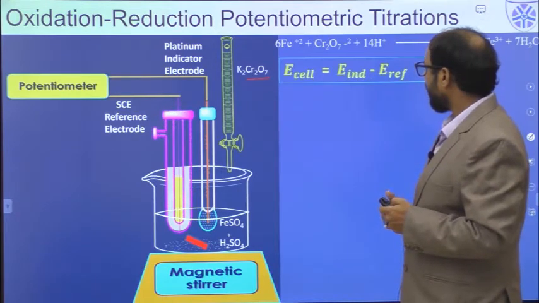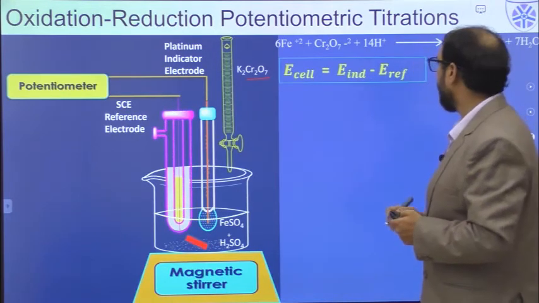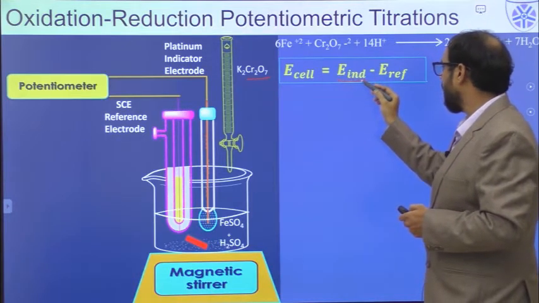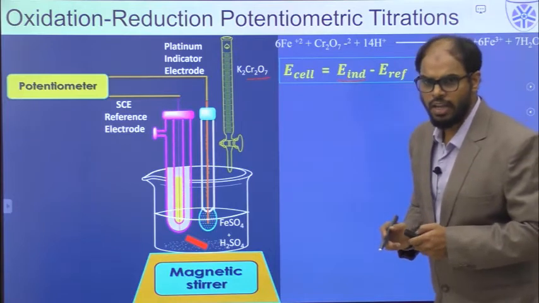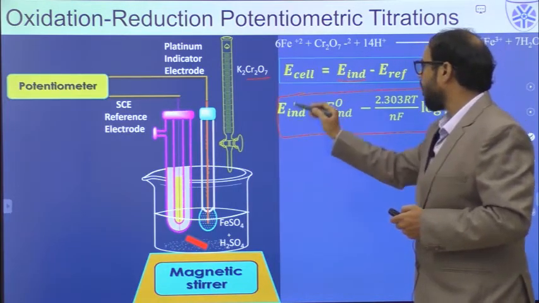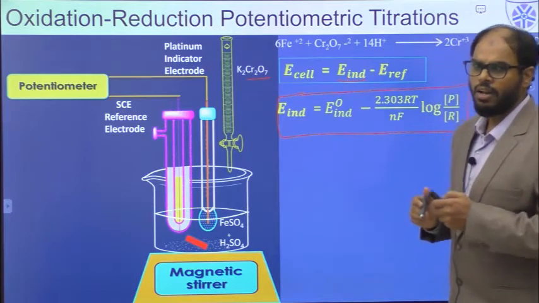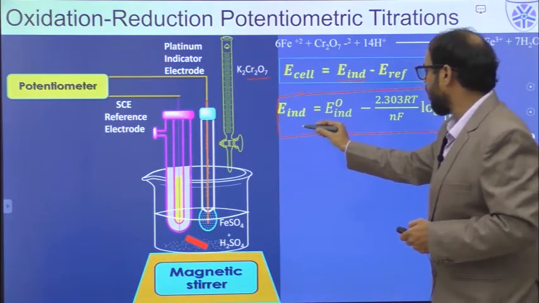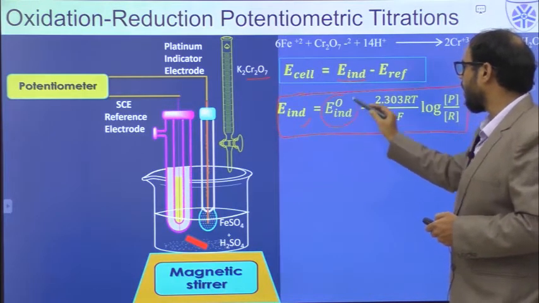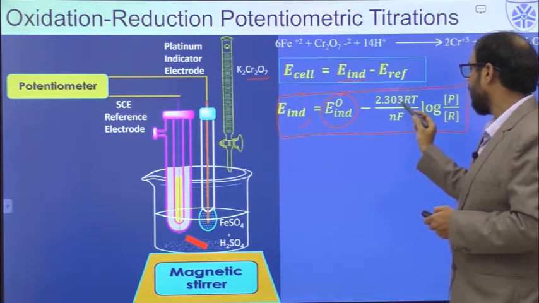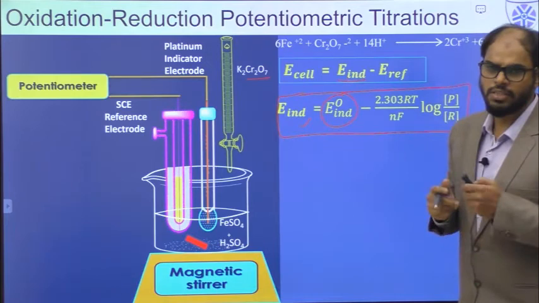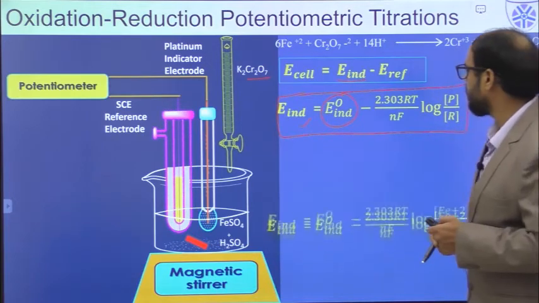The E cell for the resultant reaction can be given by again the same formula: electrode potential of the indicator electrode minus electrode potential of the reference electrode. Using the Nernst equation we can find out the electrode potential of the indicator electrode under non-standard condition. Electrode potential of the indicator electrode under non-standard condition can be given by electrode potential of the indicator electrode under standard condition minus 2.303 RT by NF log product by reactants. This we know very clearly from our previous session.